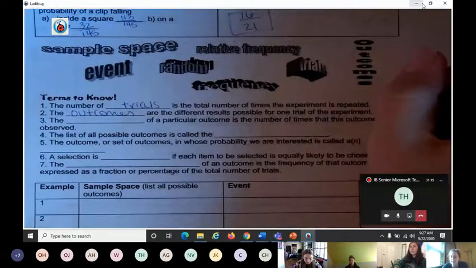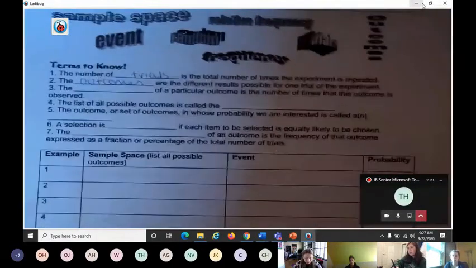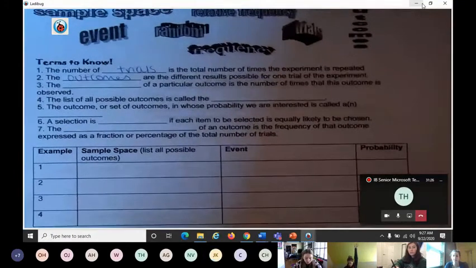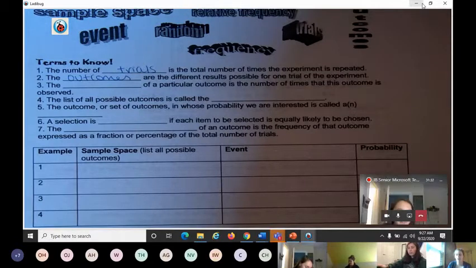Is there anybody writing this down on paper that needs me to slow way down so they can write the whole sentence? I'm going to assume that was a yes.